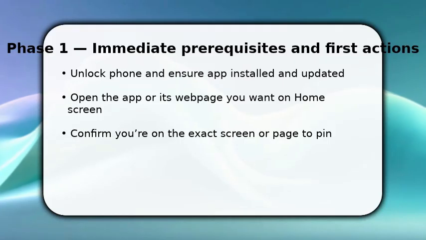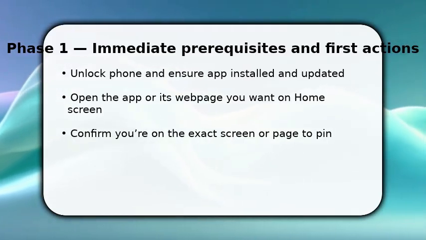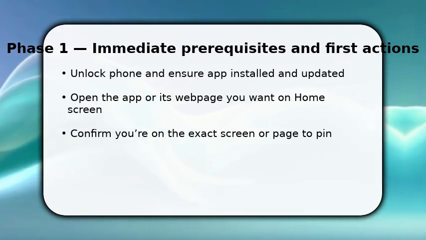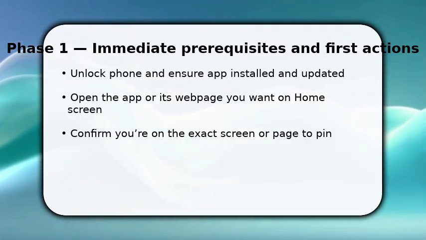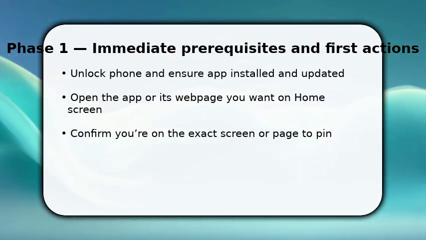You begin by unlocking your phone and opening the app or web page you want added. You must be on the specific screen or page you plan to pin, because that determines the shortcut target. Once done, locate the app icon or browser menu. On many phones, a long press or browser menu reveals the home option.